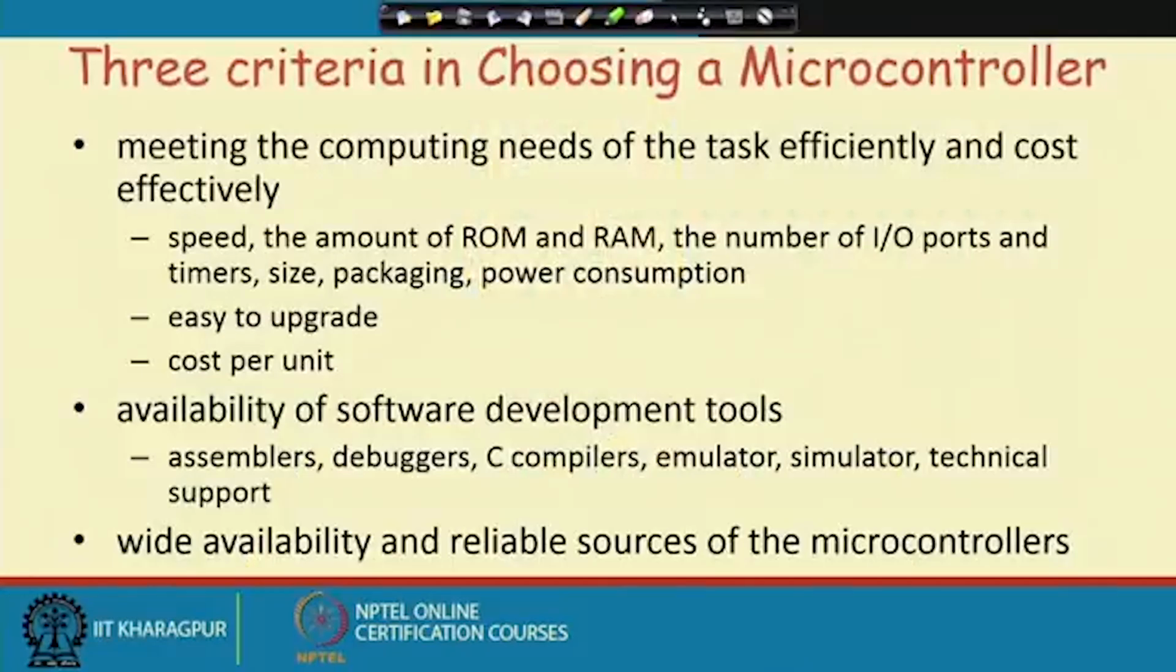Number of IO ports: 8051 has 32 IO bits, 4 IO ports, and if that is sufficient, then it is okay. If it is not, we have to go for a higher one. The number of timers that we have: each timer may be dedicated to controlling one operation. So, if you need precise timing for more than 2 operations running in parallel, then possibly we cannot go for 8051. Then the size of the system, its packaging, its power consumption.